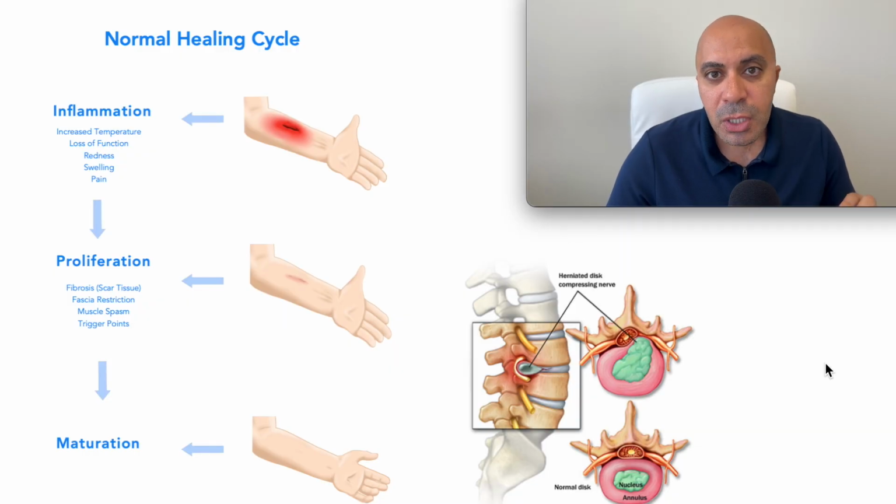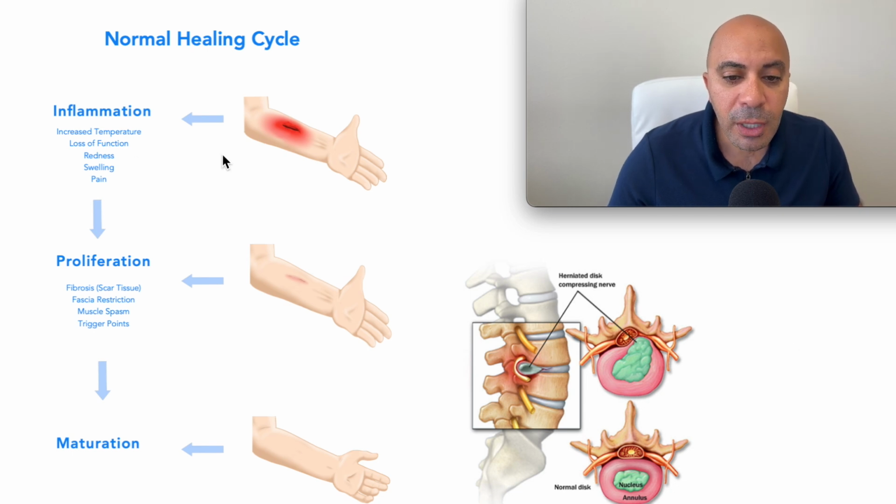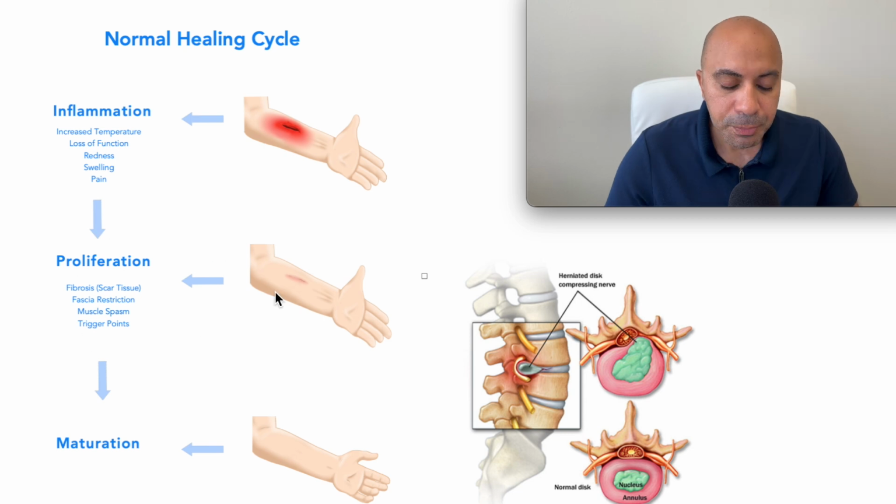Before going over the treatment, we need to understand the normal healing cycle so it will make sense how to treat the root cause of the problem. I'm going to use an external paper cut for visualization, but the same process happens internally when you have cervical radiculopathy. The first stage of healing is inflammation: swelling, redness, and the blood starts to rush to that area. The second stage of healing is called the proliferation stage. During this stage, you actually start to have scarring or fibrotic tissue, fascial restrictions, and muscle spasm.